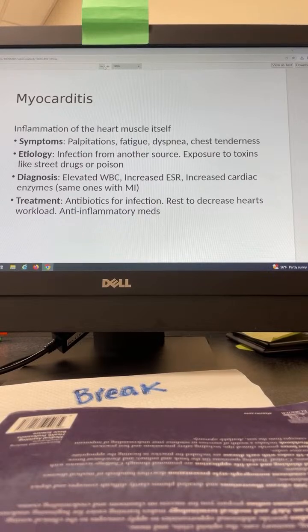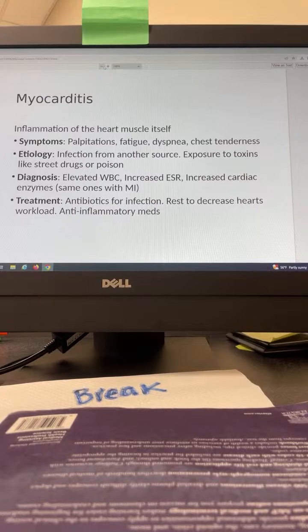Okay, where are we? Diagnosis. So it's an infection, right? So white blood cells are going to be elevated. ESR is going to be elevated. Increased cardiac enzymes as well. Remember when we talked about the heart attack, myocardial infarction, when the heart is in distress, it's going to release its enzymes, right? So right now, the heart is in distress because it's literally the inflammation of the heart muscle itself. So you'll have the same enzymes released, the troponins that are released during a heart attack.